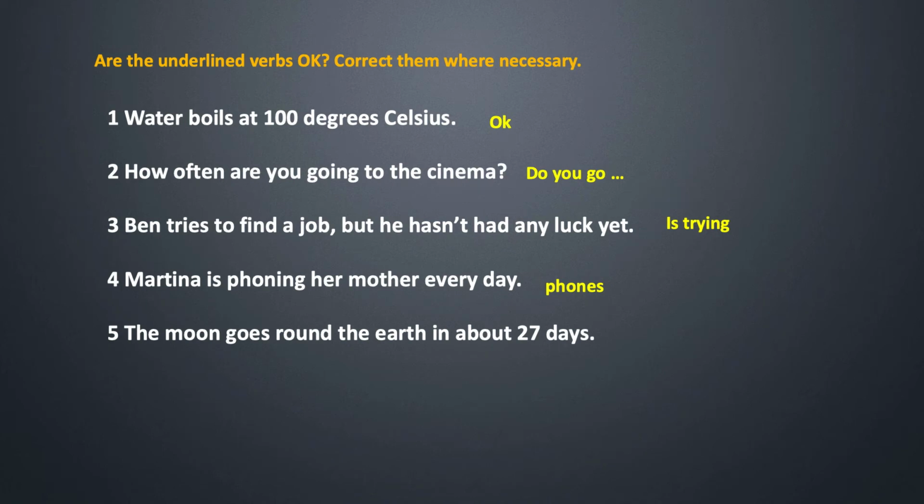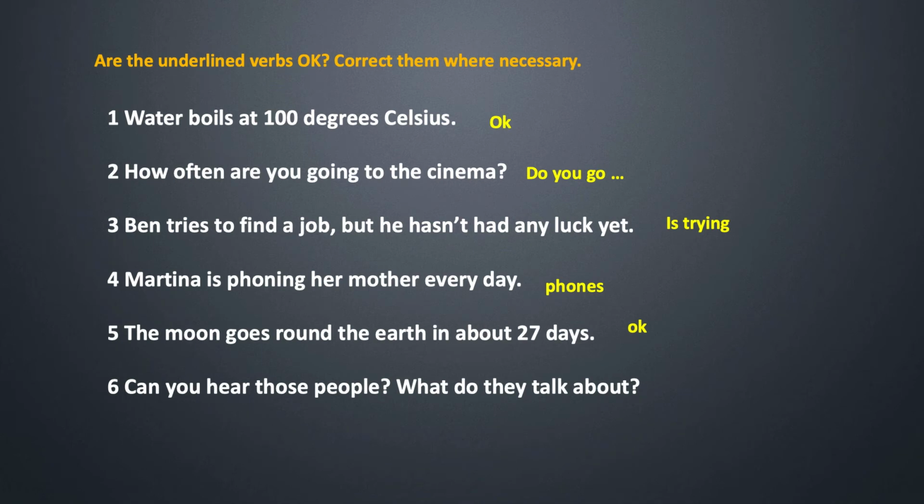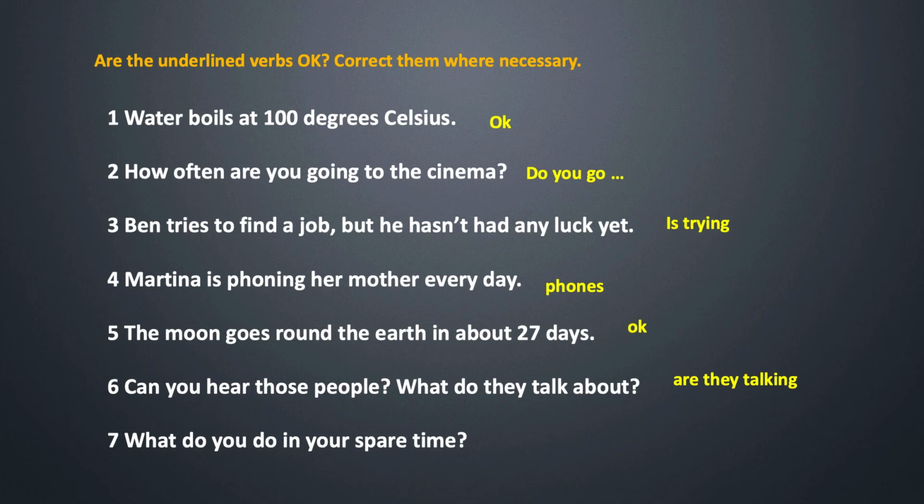The moon goes around the earth in about 27 days. That's correct. Can you hear those people? What do they talk about? That's not correct, we say, what are they talking about? Because the action is happening now. What do you do in your spare time? That's correct, because we speak about things in general here.